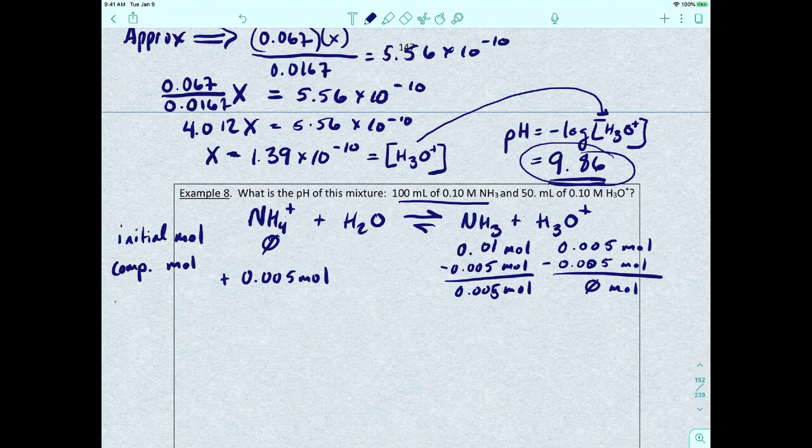Now the completion molarity. We're going to take our 0.005 moles of ammonium ion and divide it by 0.150 liters, because we have 150 milliliters now.